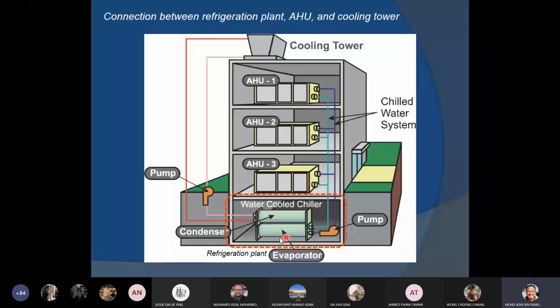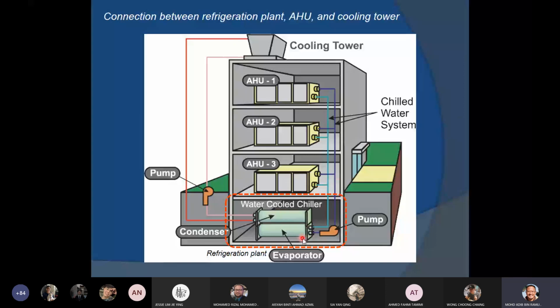But what happens is, basically, the chiller or the evaporator has what we call a chill water system. The chill water system consists of a chill water supply pipe and a chill water return pipe. One supplies the cold water to the AHU, and the other returns the water, not so cold but not hot either, back to the evaporator, to then be transferred to the cooling tower.